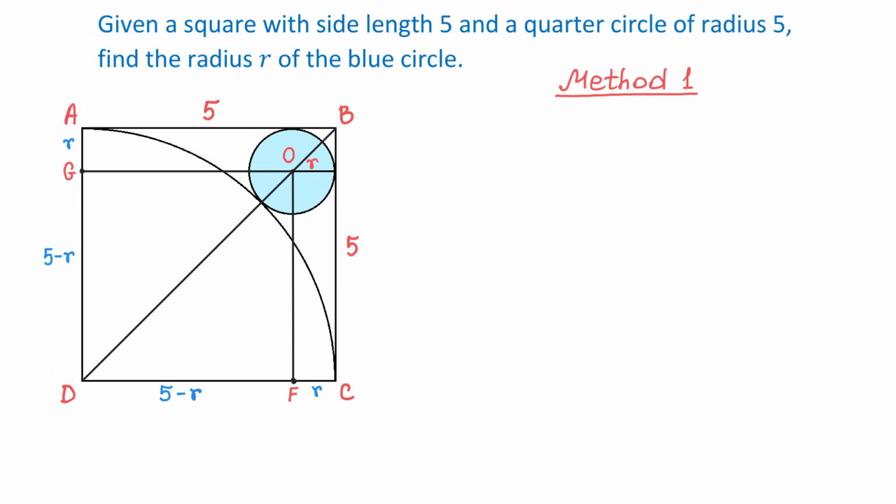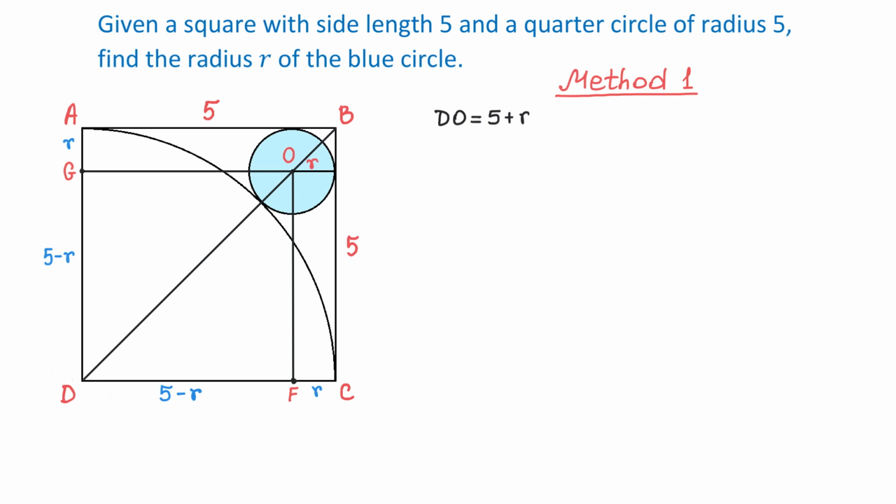Now let's take a look at the distance from D to O. Because the radius of this quarter circle is 5 units and the radius of the blue circle is r units, then we can say that the distance from D to O is 5 plus r. I will write this to the right. DO equals 5 plus r.